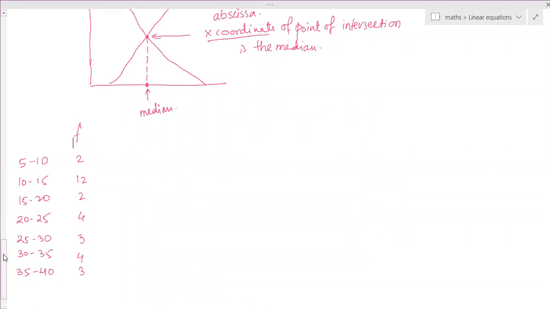Ma'am, in this chapter, will they ask us to use a particular method to find the mean and all? No. The graphical method is used only if it is mentioned in the question. Only then do you use the graph method, and that is for median only.